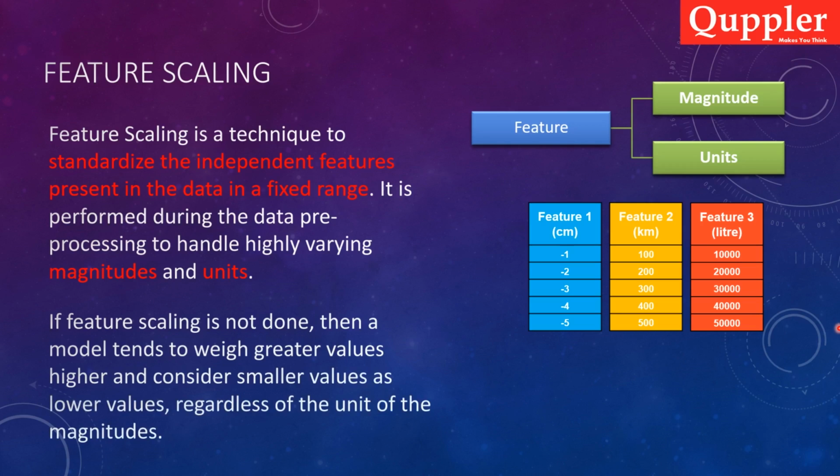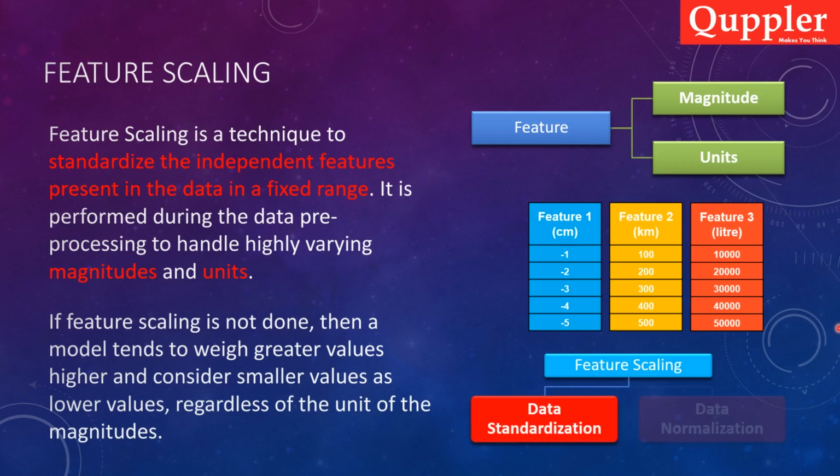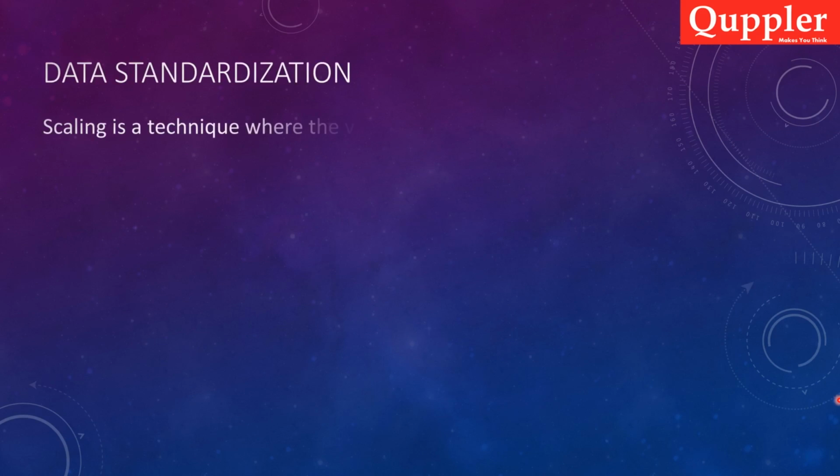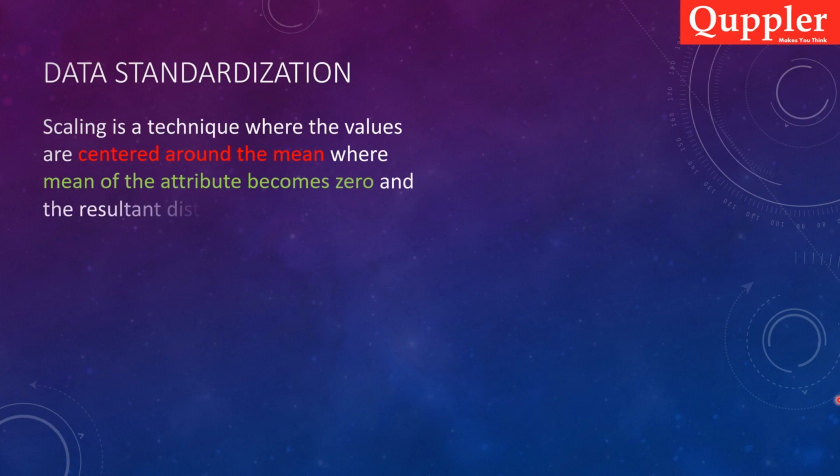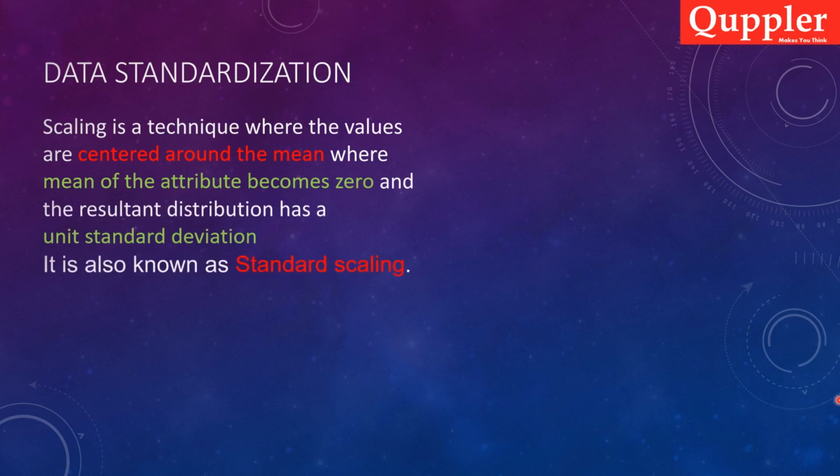So basically there are two different types of feature scaling. First is data standardization and second is data normalization. Data standardization is just a technique where the values are centered around the mean, where the mean of the attribute becomes 0 and the resultant distribution that we get out of it has a unit standard deviation.